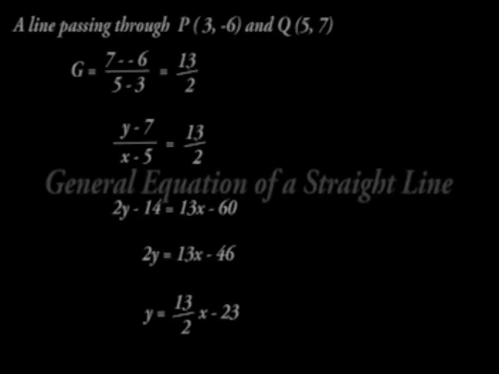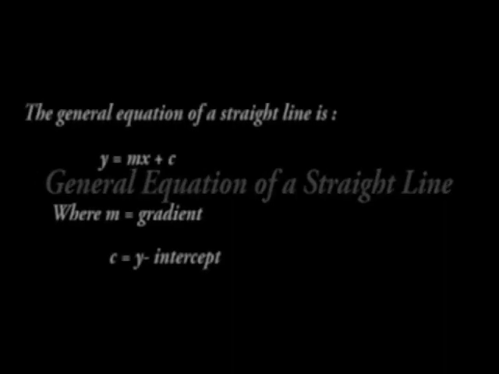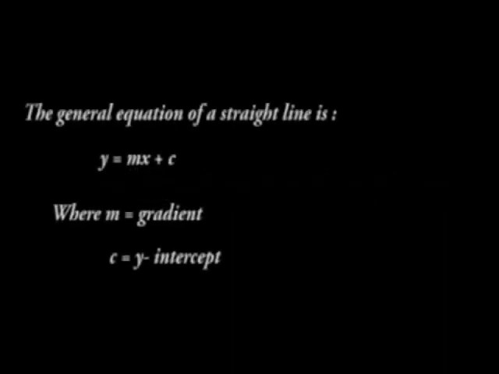General equation of a straight line. The general equation of a straight line is of the form y is equal to mx plus c, where m is the gradient and c is the y-intercept.